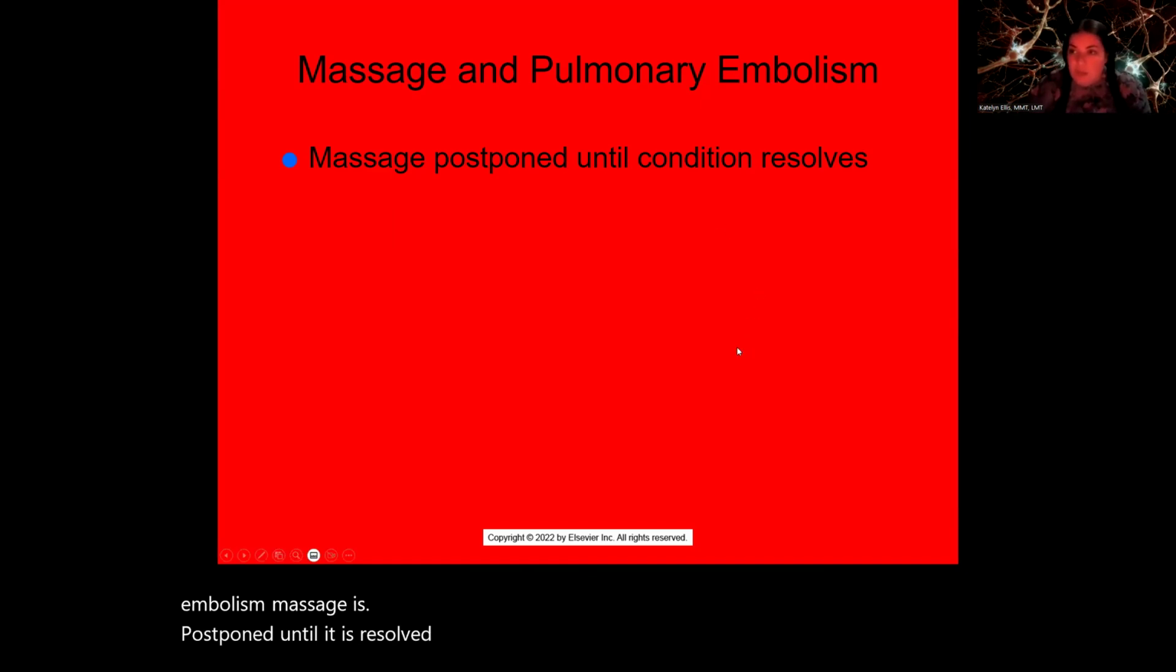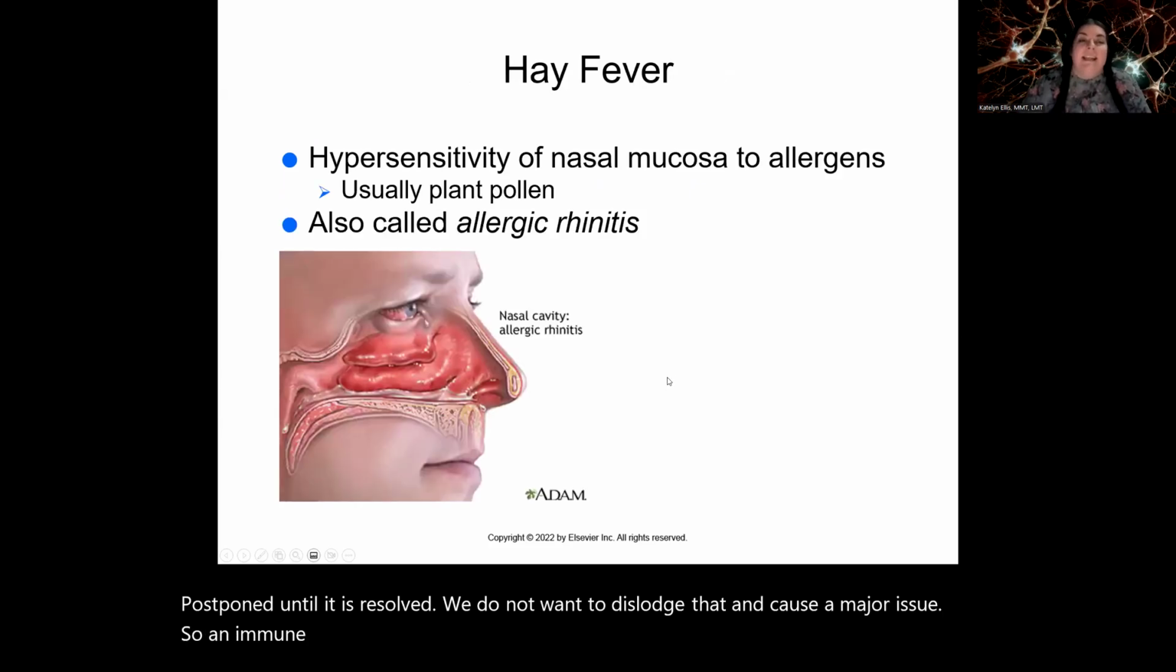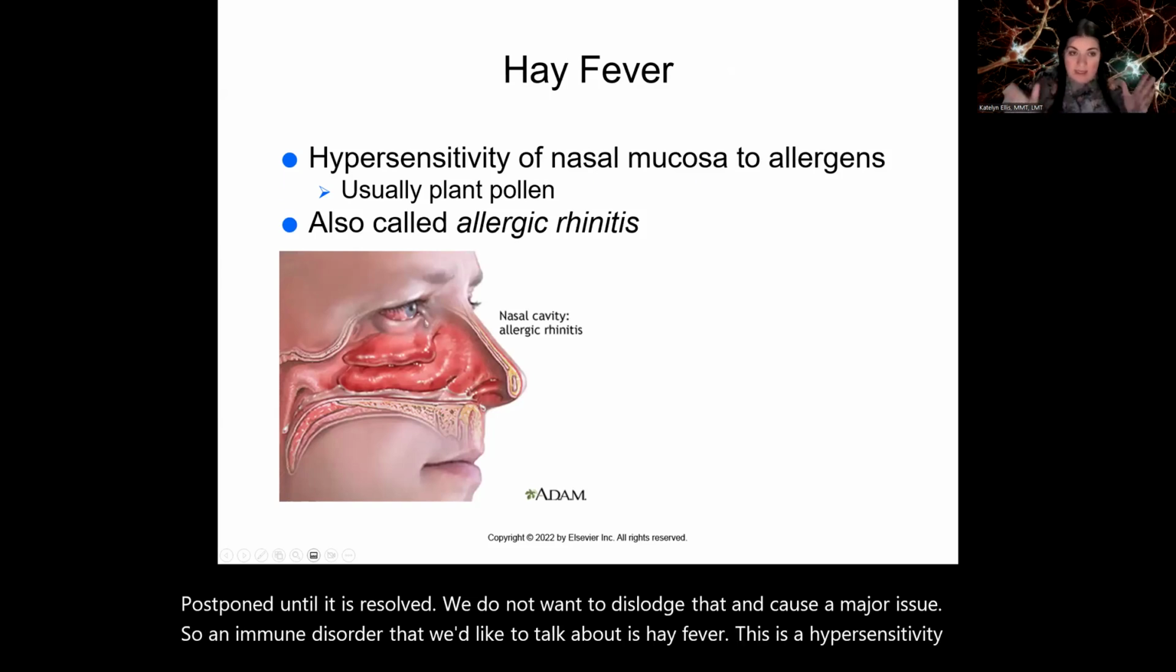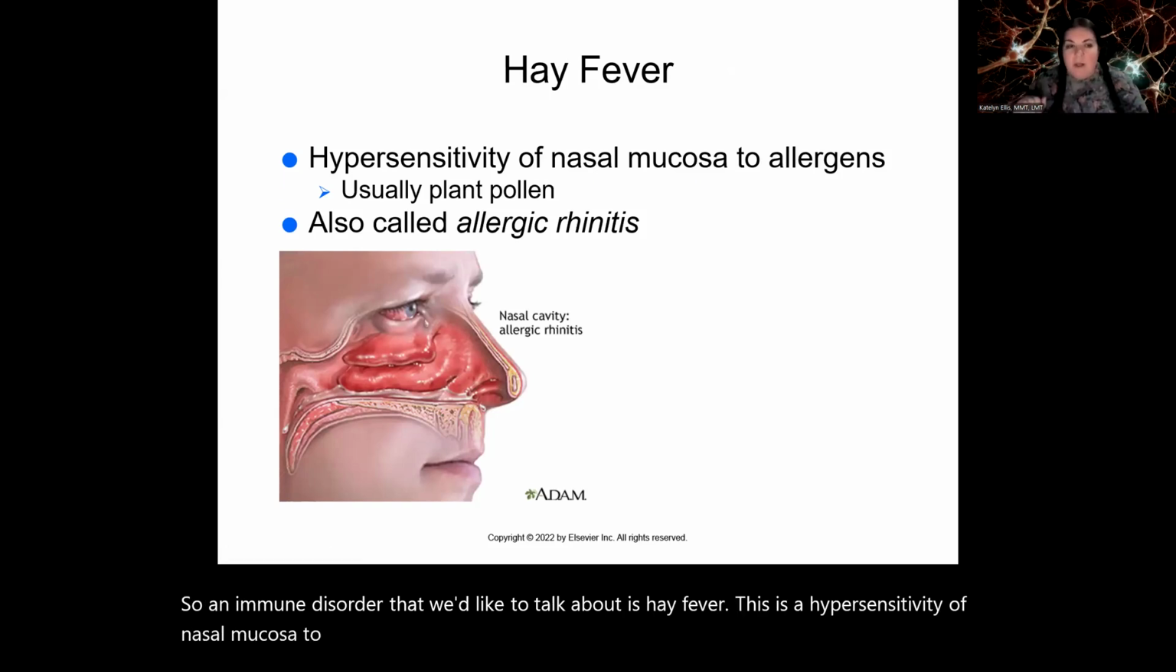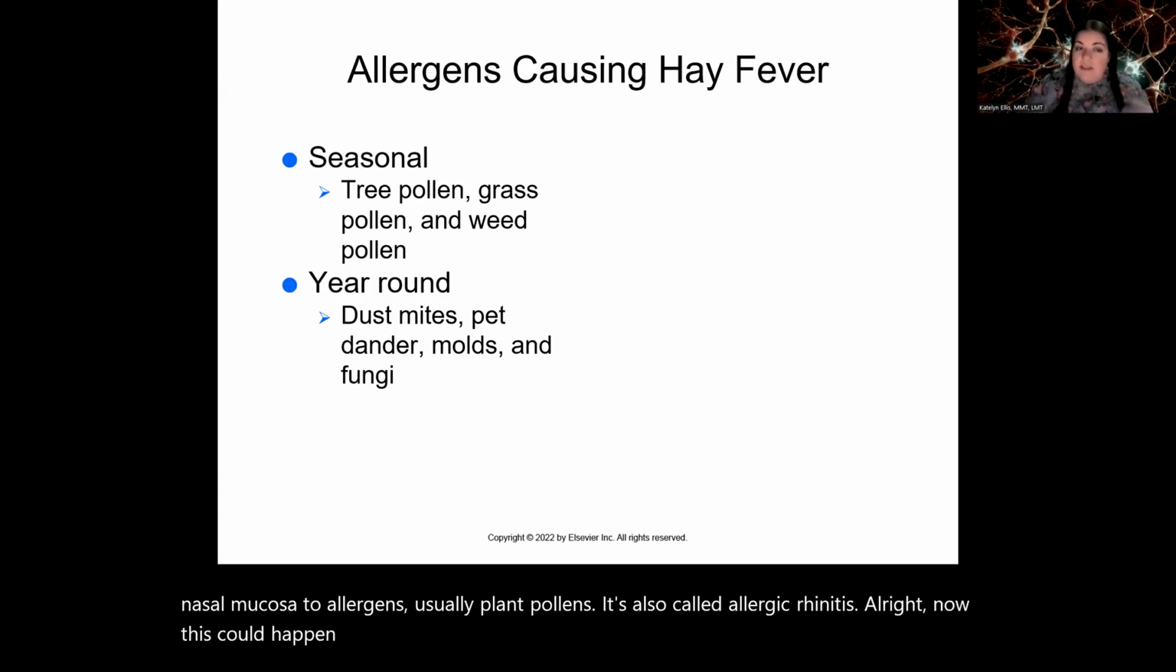We do not want to dislodge that and cause a major issue. So an immune disorder that we'd like to talk about is hay fever. This is a hypersensitivity of nasal mucosa to allergens, usually plant pollens. It's also called allergic rhinitis, all right? Now, this could happen seasonally if it's just an allergy like to tree pollen, grass pollen, weed pollen.